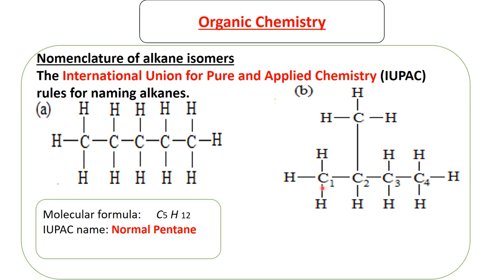So we go to carbon atom 2. That means that on carbon 2, we have a methyl group. So it's going to be 2-methyl butane.